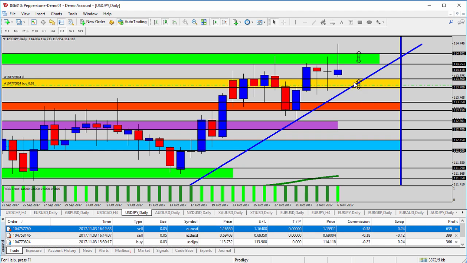So if you're looking to buy, dips to the yellow zone, or sell rallies to the green zone, at least provide lower risk, and at some point we'll look for a breakout above the green zone or below the yellow zone for our next trend direction on the US yen.